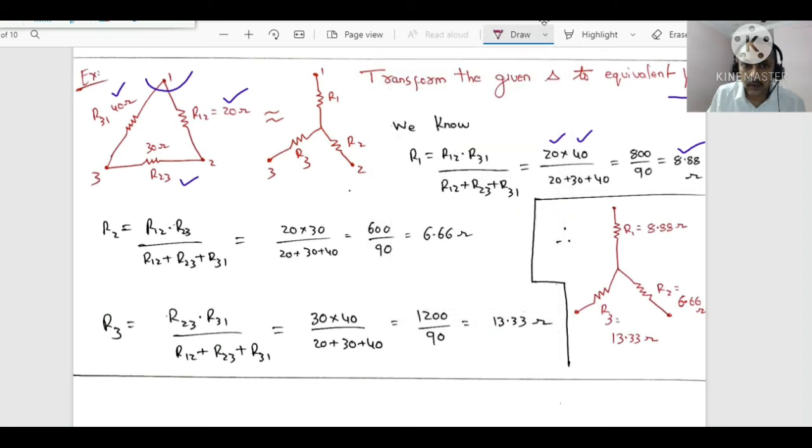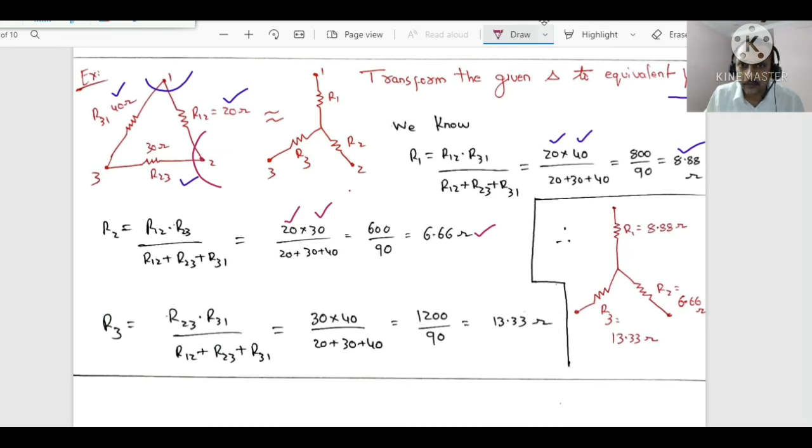Now I want R2. So this R2 at this point, just take the product of these two, R12 into R23, whole divided by, what is the product of these two? 20 into 30 divided by the sum of all. For all these, your denominator will be the same. 600 by 90, 6.66 ohms.